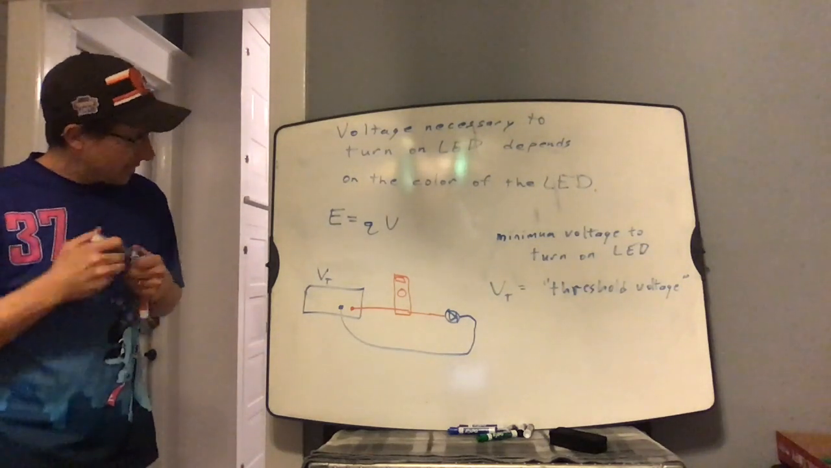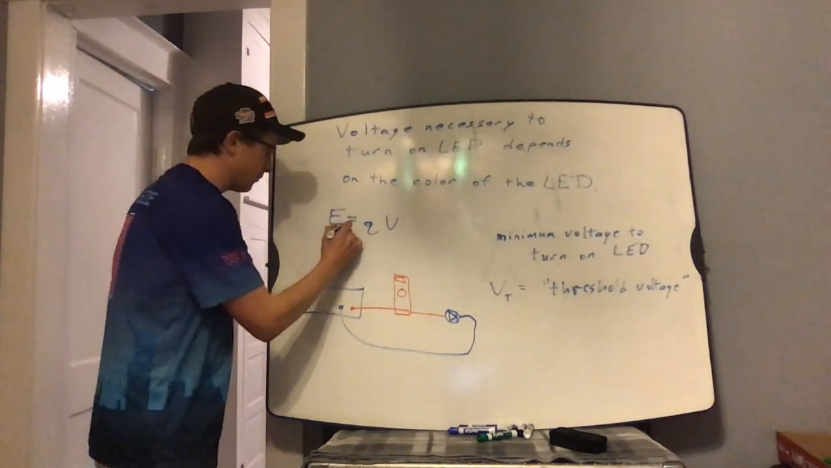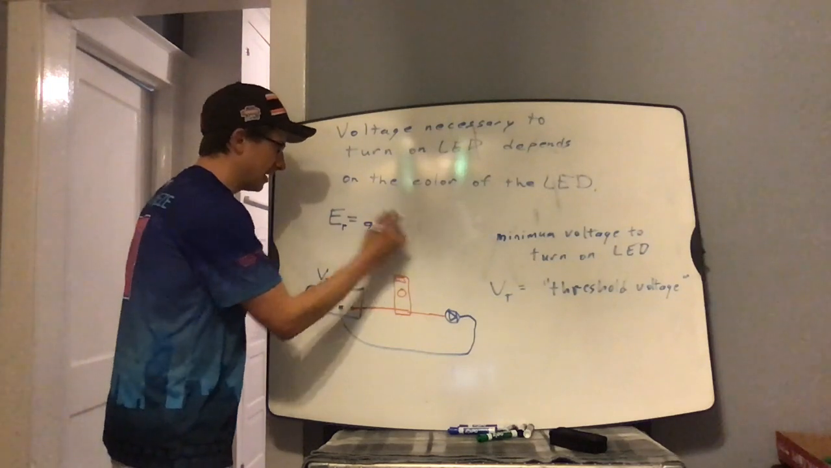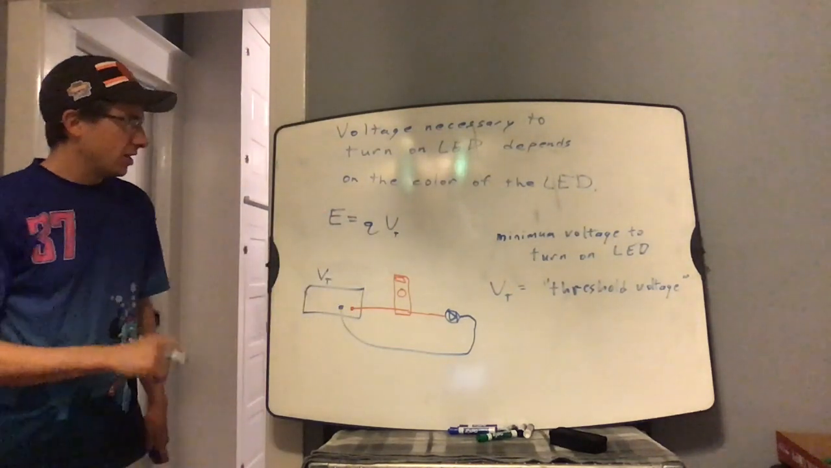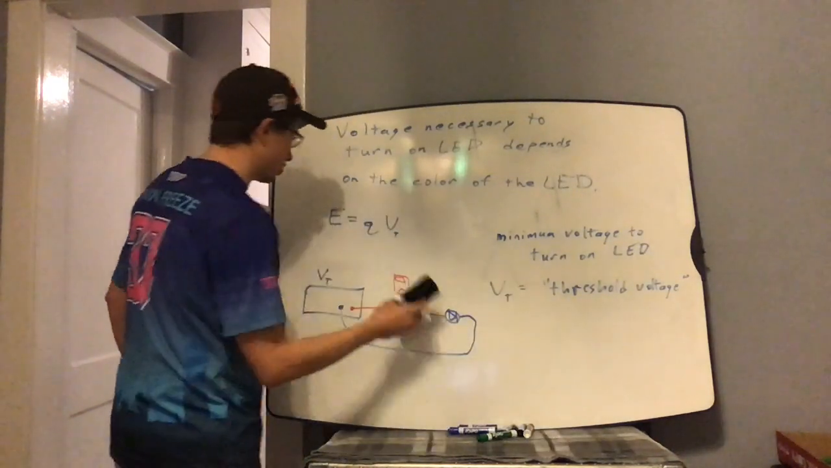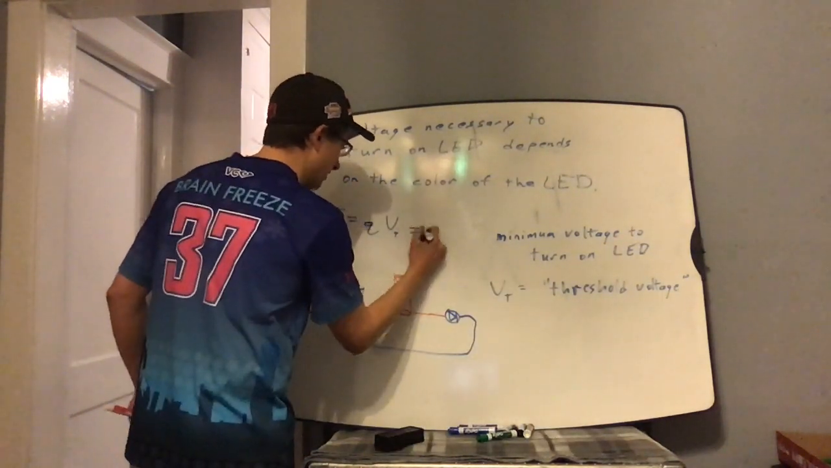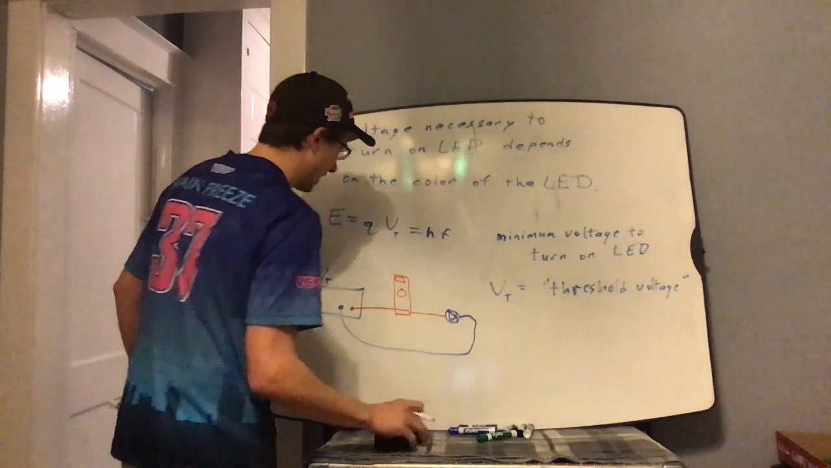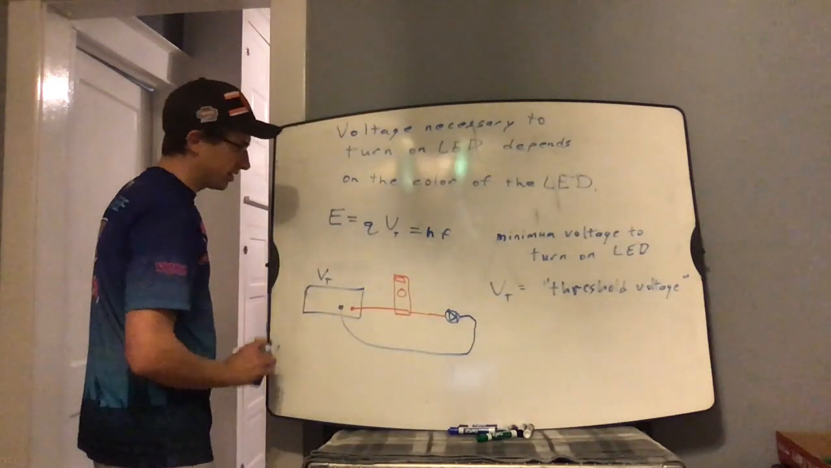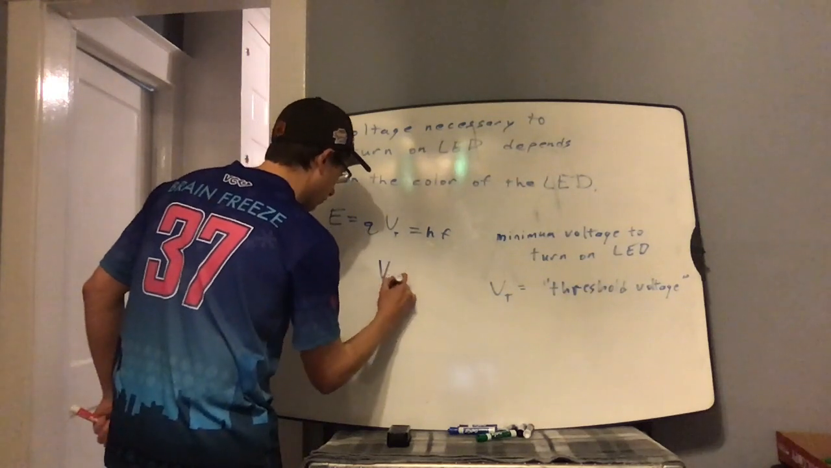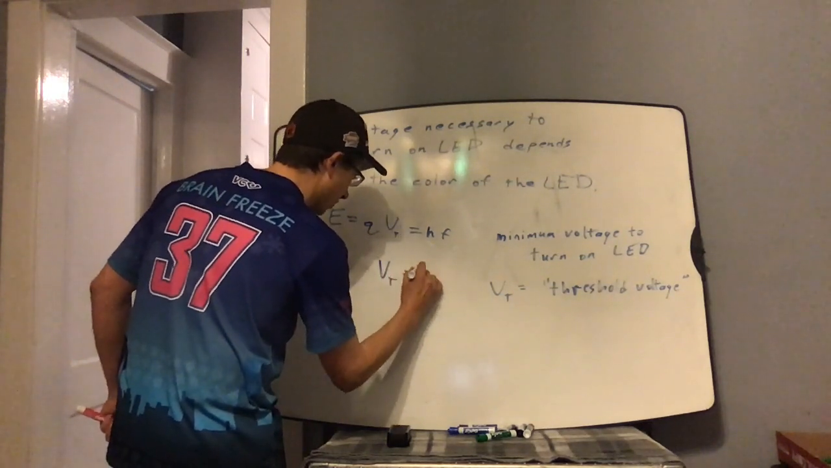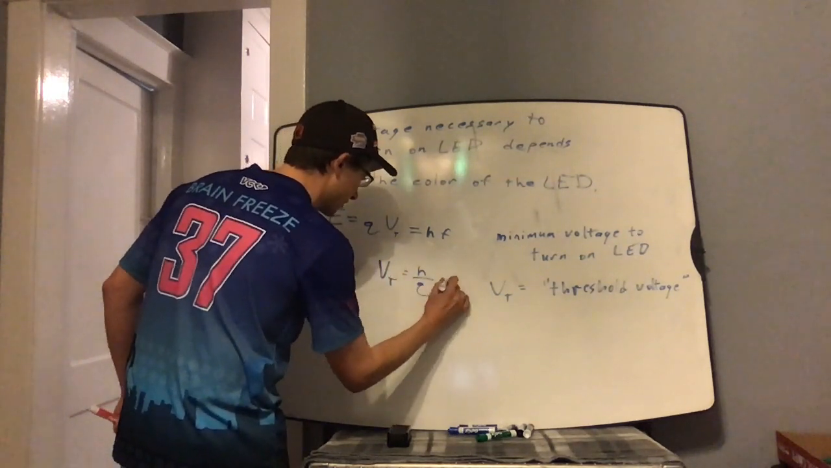So the energy at which the LED barely gives off light is going to be this threshold voltage right here. So then I could say, okay, the threshold voltage, that's the energy of light. And then I could rearrange this to say threshold voltage is equal to Planck's constant over Q times F.